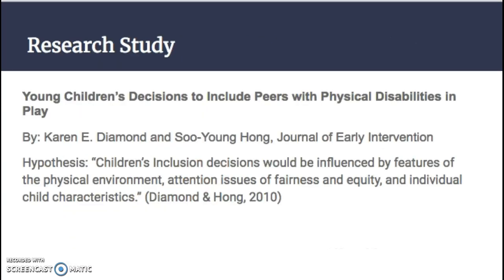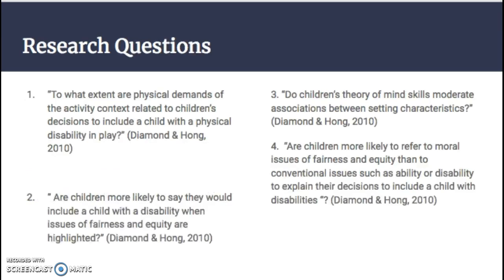So the research study is called Young Children's Decisions to Include Peers with Physical Disabilities in Play. The hypothesis is that children's inclusion decisions would be influenced by features of the physical environment, attention, issues of fairness and equity, and the individual child characteristics.